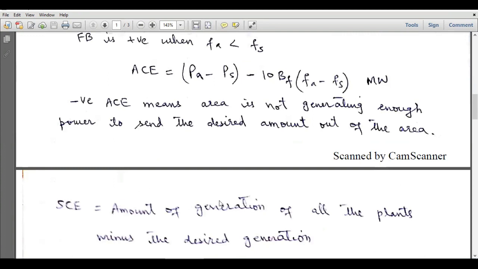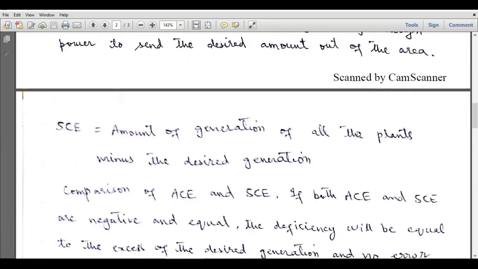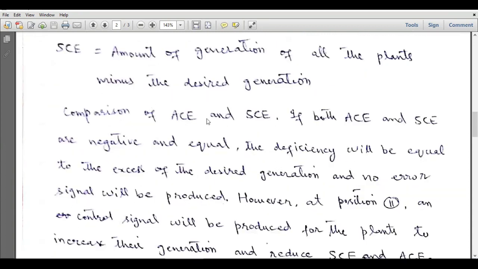So station control error is actually the amount of generation of all the plants minus the desired generation. Comparison of area control error and station control error: if both area control error and station control error are negative and equal, the deficiency will be equal to the excess of the desired generation. So if both these errors are negative, it means the desired generation is higher, but the actual generation is less.